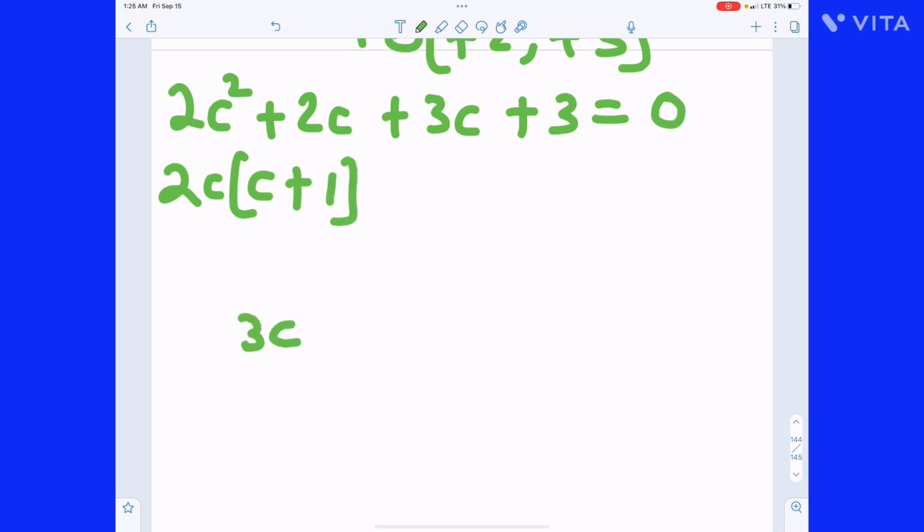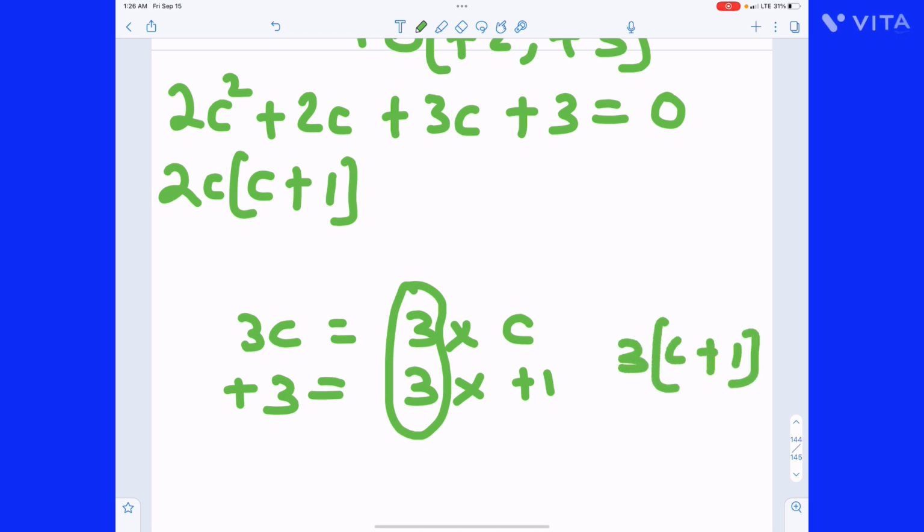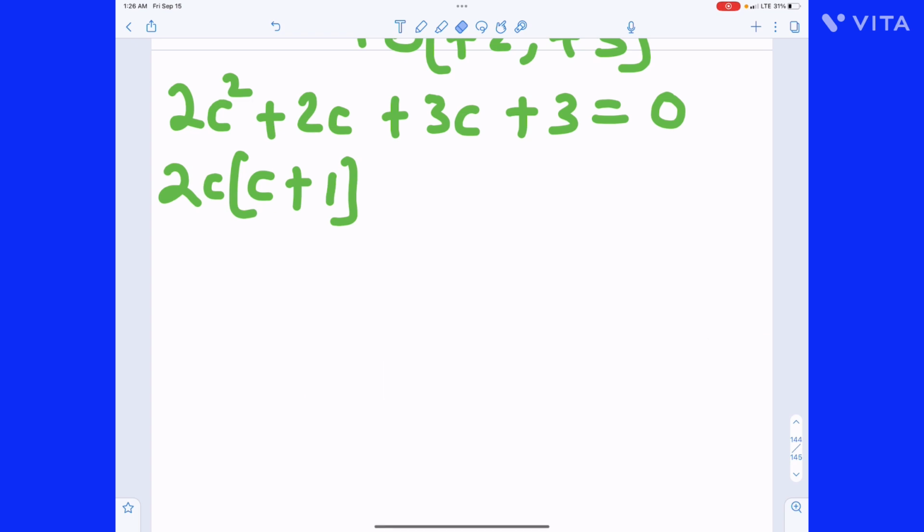Now 3c and plus 3. I also need to factorize this. 3c is 3 times c, plus 3 is 3 times 1, or 3 times plus 1 if you choose to write like that. That means 3 is common, and I will have c plus 1 left too. So what does that give you? That gives you plus 3 times c plus 1 is 0.